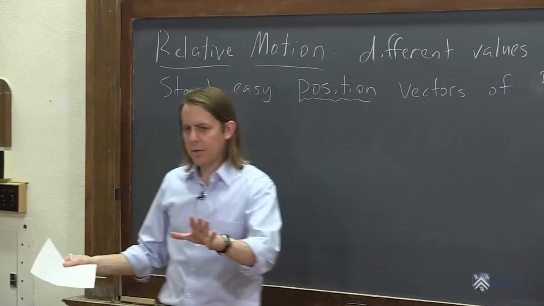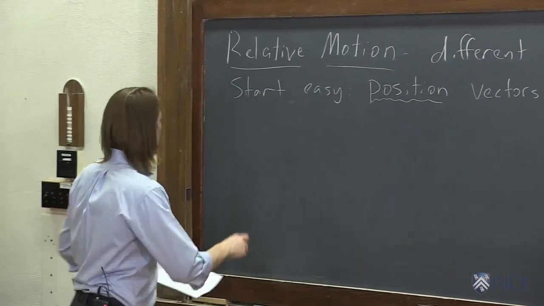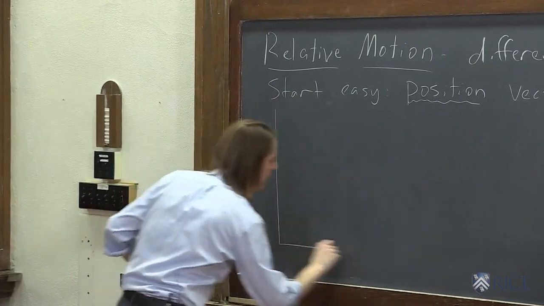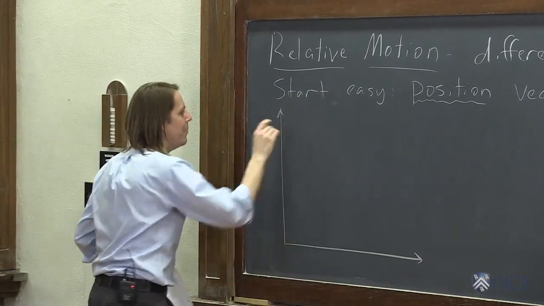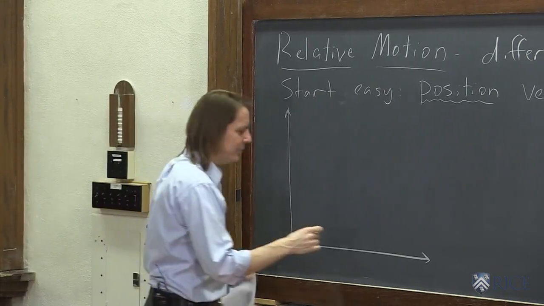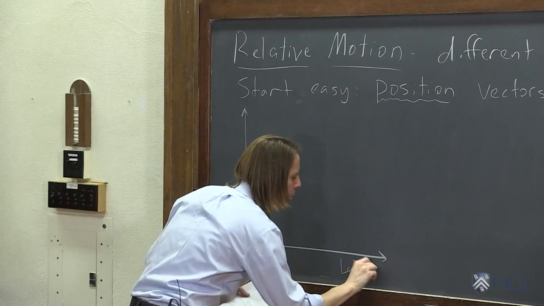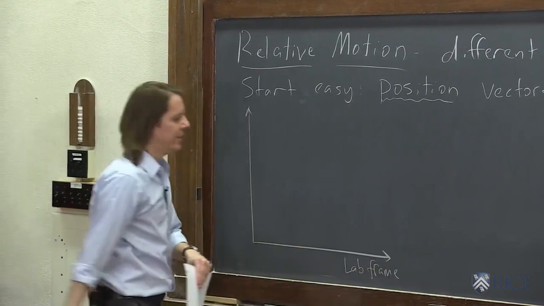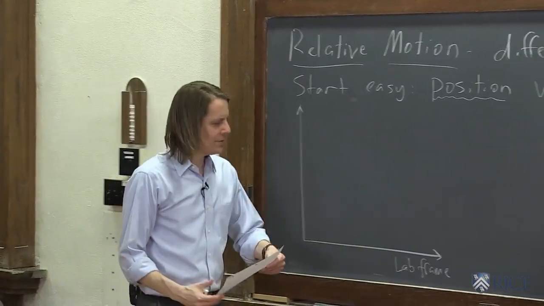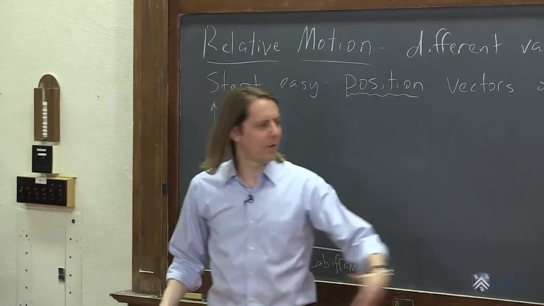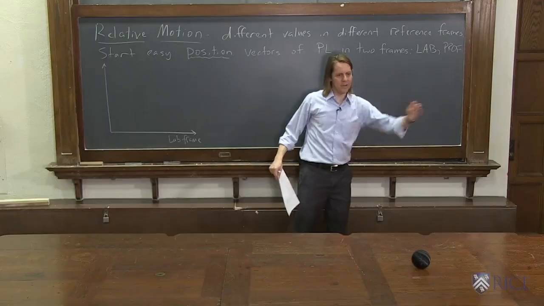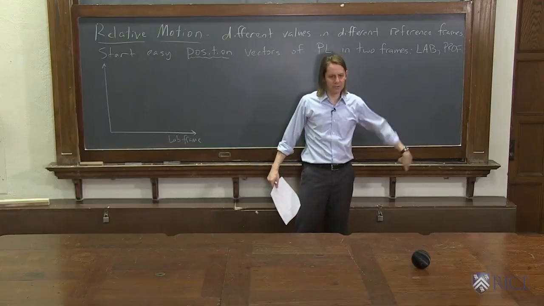So the lab frame, we'll just draw our coordinate system like this. And we will say the main coordinate system, the one you always think about, X and Y, is the lab frame, which we'll abbreviate with an L. So if you imagine the origin of the lab frame is sort of here, in an XY plane along the floor, there's the lab frame.